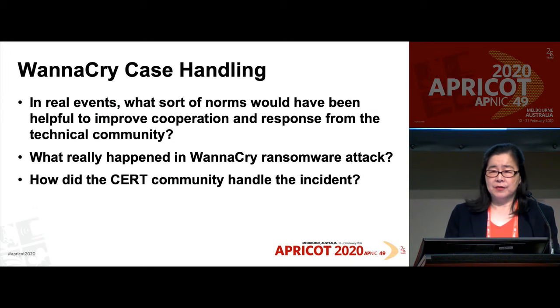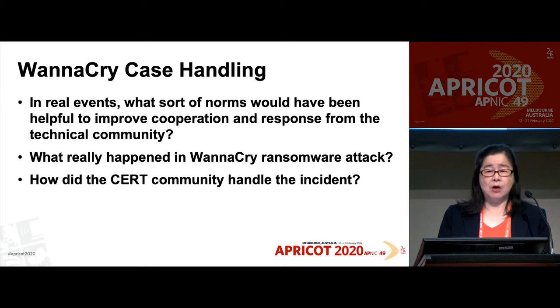From there, we focused on WannaCry. This case didn't happen long ago, in 2017, and I think it is an incident we all remember. How did we handle it from our own economy? This topic was also discussed in terms of how we can help improve cooperation and what exactly happened. We had CERT delegates on the panel share how fast and responsive people were during the WannaCry incident, to give everybody an update.